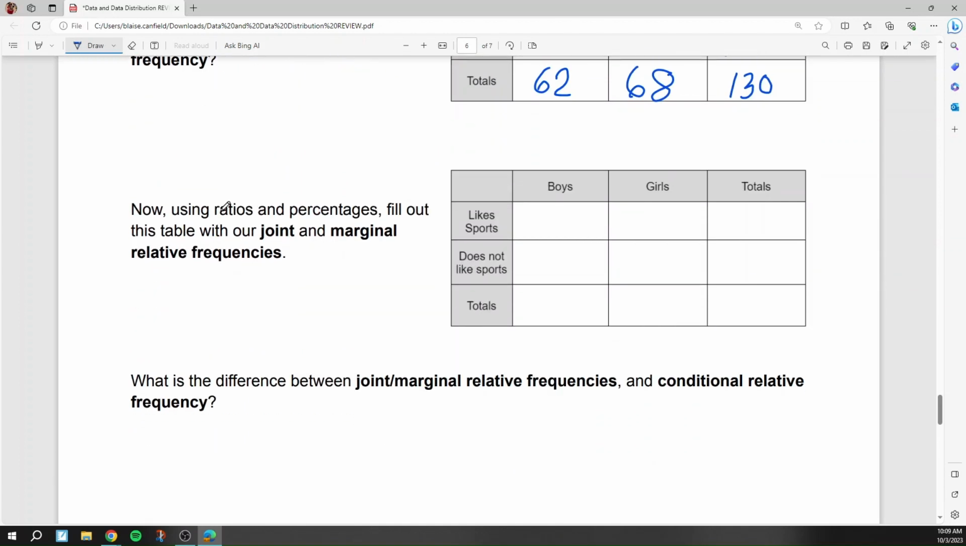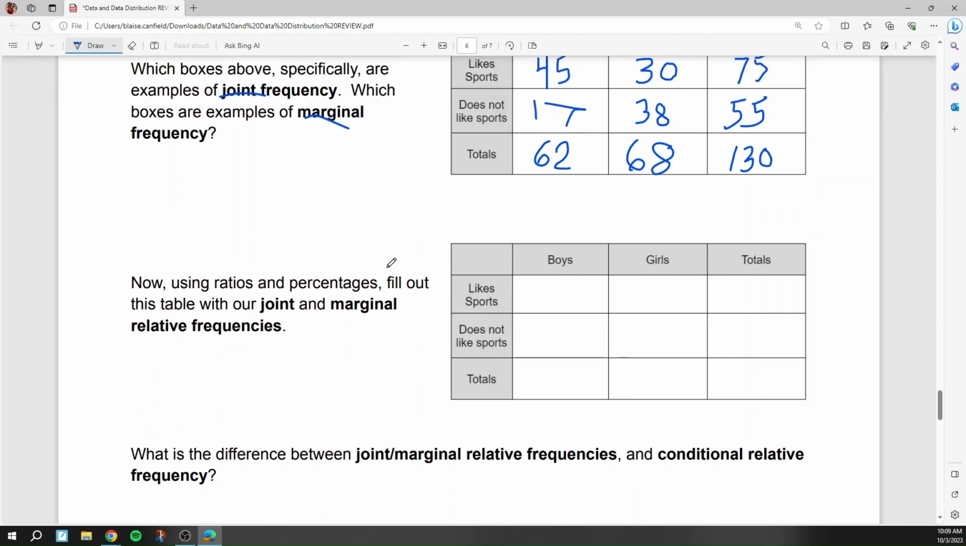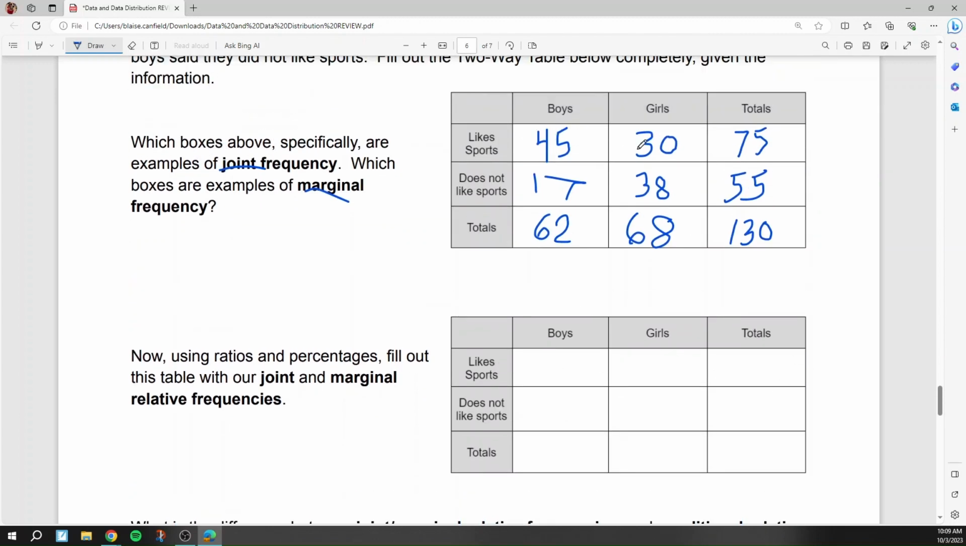Now use percentages, fill out the table. So to find all these now, you're going to take each of these numbers. Let's see, we want the joint and marginal relative frequencies. All right, so like for this one, we're going to do 45 out of 130. This one will do 30 out of 130.